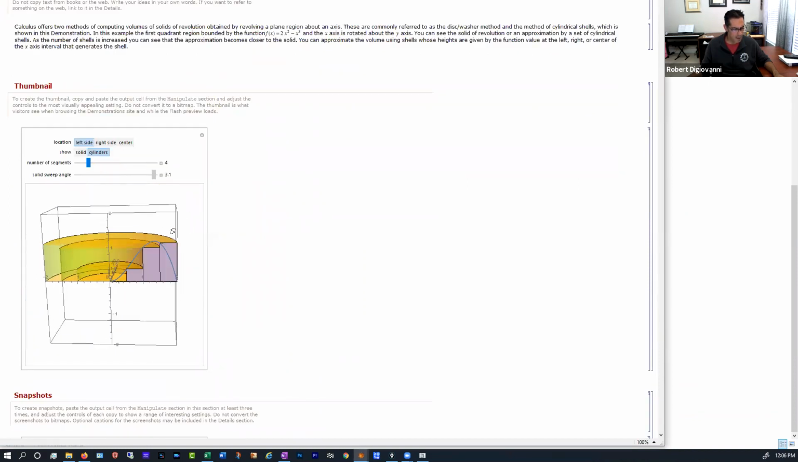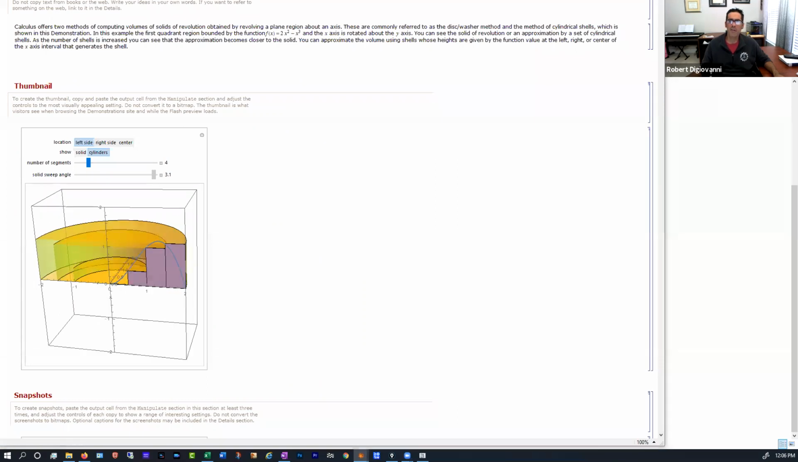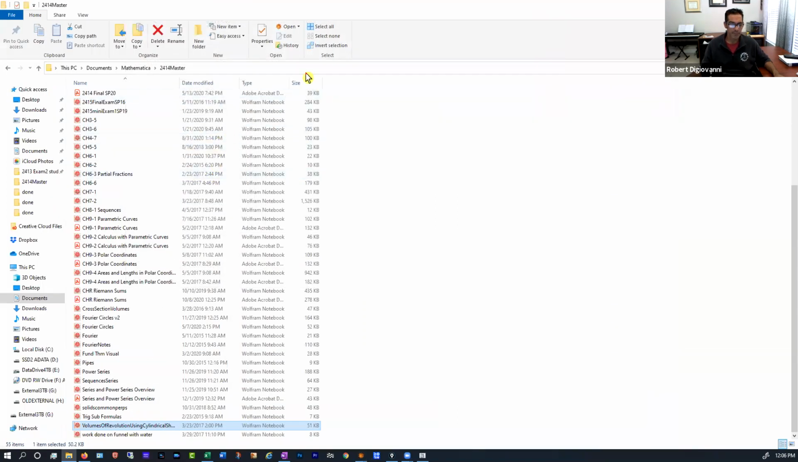So the idea is that we have these rectangles. Can you all see that okay? Not anymore, huh?